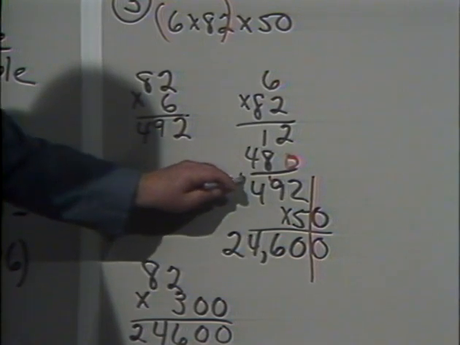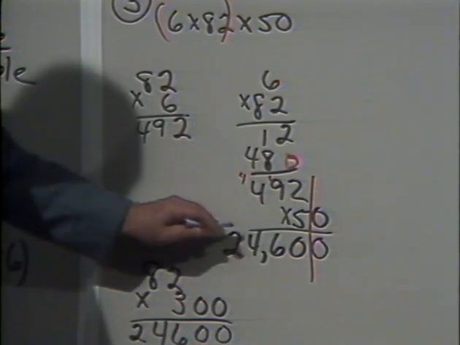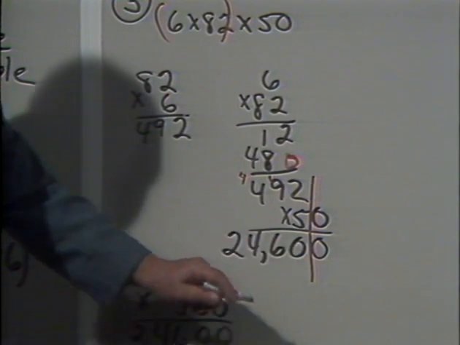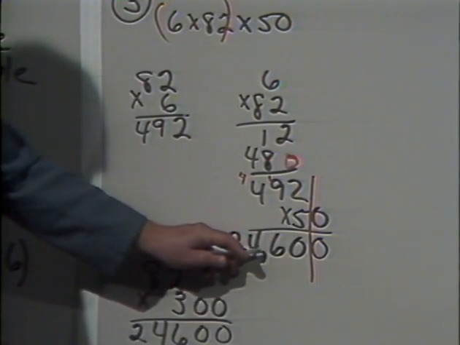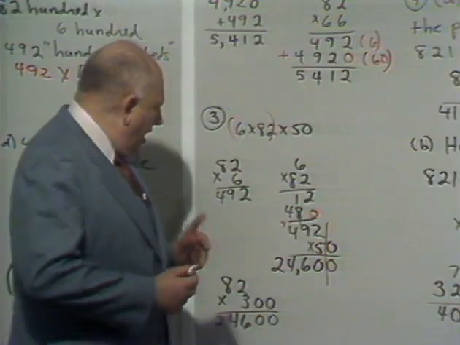Put down the 6 and carry the 4. 5 times 4 is 20, and 4 is 24. Then I annex the 0, and the answer is 24,600. Now, there's nothing wrong with that.